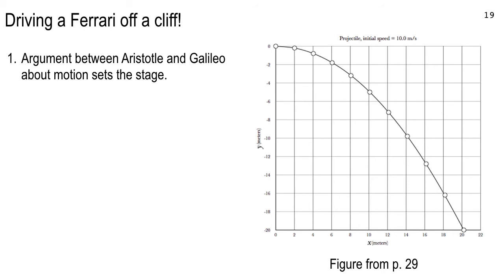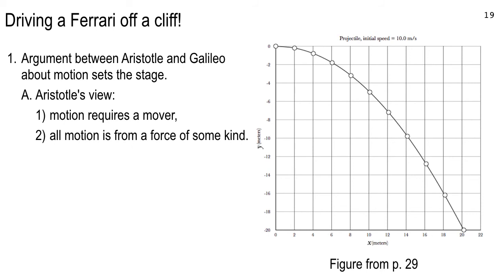All right. Now Galileo was the one that said, "Look, you can do this." And the reason you can do this is because it's possible to have a state of motion where there are no forces, and you have constant velocity. Now, Aristotle would not have accepted that. And that's what we're going to talk about now in the context of a Ferrari driving off a cliff. All right? So, Aristotle's view was the following. Every motion requires a mover. And so if something's in motion, there's got to be a force on it.